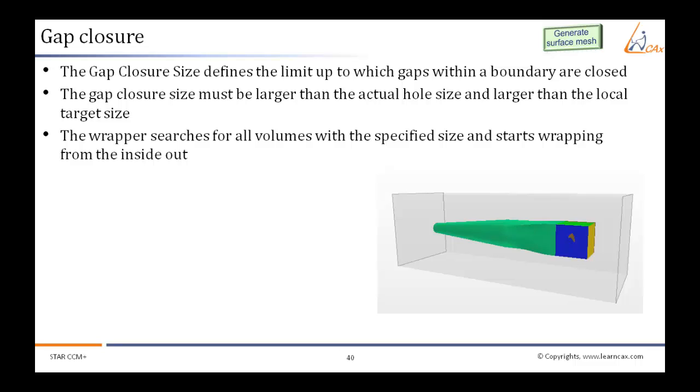The wrapper searches for all volumes with the specified size and starts wrapping from the inside out. Anywhere two separate volumes meet is a gap closure phase. Gap closure works in conjunction with the smallest wrapping volume.